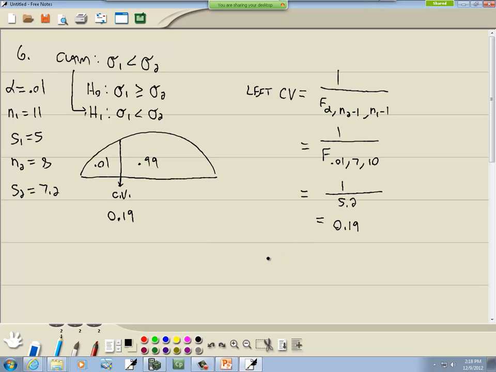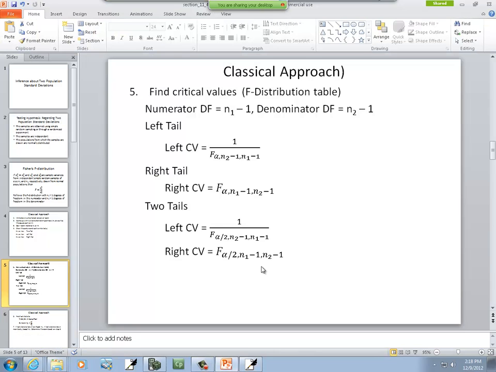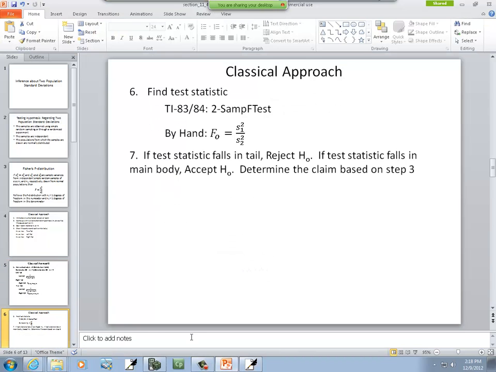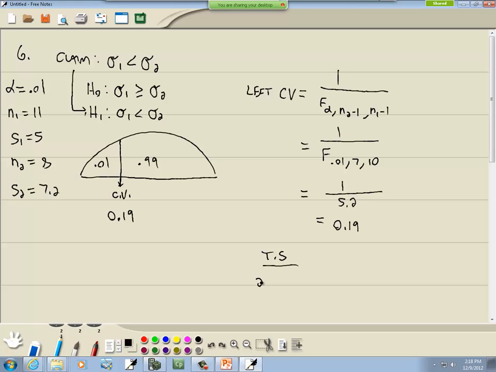Okay, now let's find our test statistic. We're at step 6 now. For TI-83, TI-84, it tells us to use the 2-sample F test. So let's go see what that gives us.